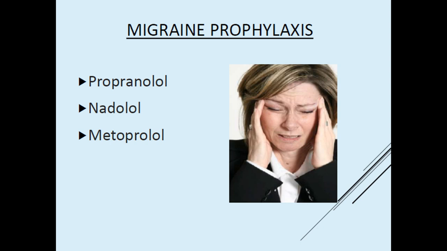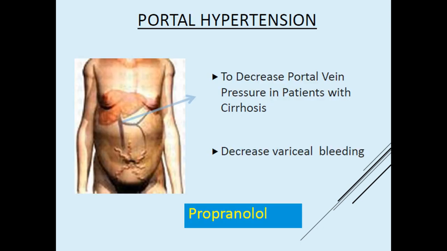In migraine prophylaxis, propranolol, nadolol, and metoprolol are the drugs we are using. In portal hypertension, to decrease the portal vein pressure in patients with cirrhosis and decrease variceal bleeding, the drug used is propranolol.